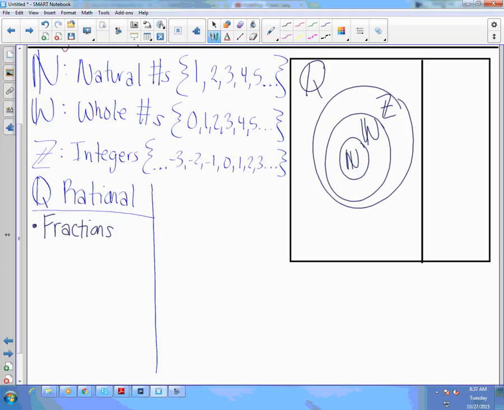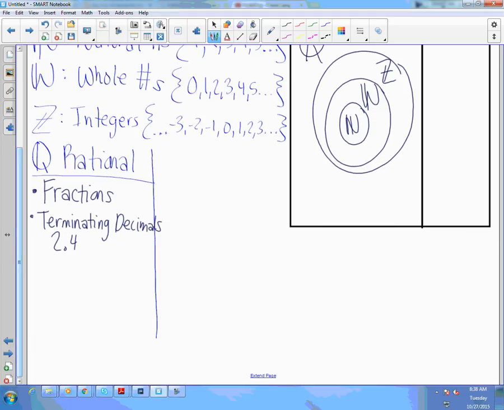What are decimals? What's the difference between them and numbers written as fractions? Terminating decimals. Thank you. Terminating decimals, such as 2.4. That's not an integer, but it is a decimal that terminates. And that 2.4 can be written as a fraction. What are some ways to write this as a fraction?